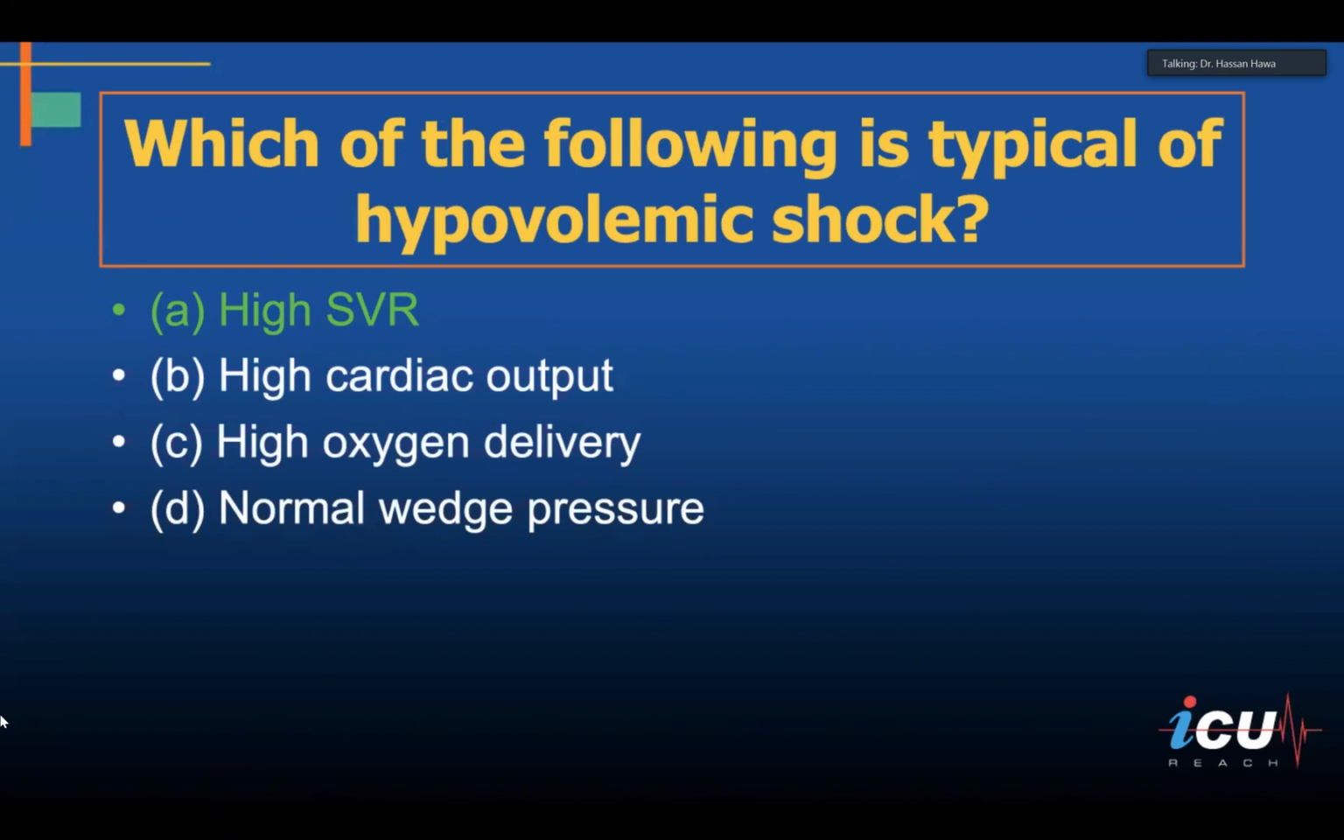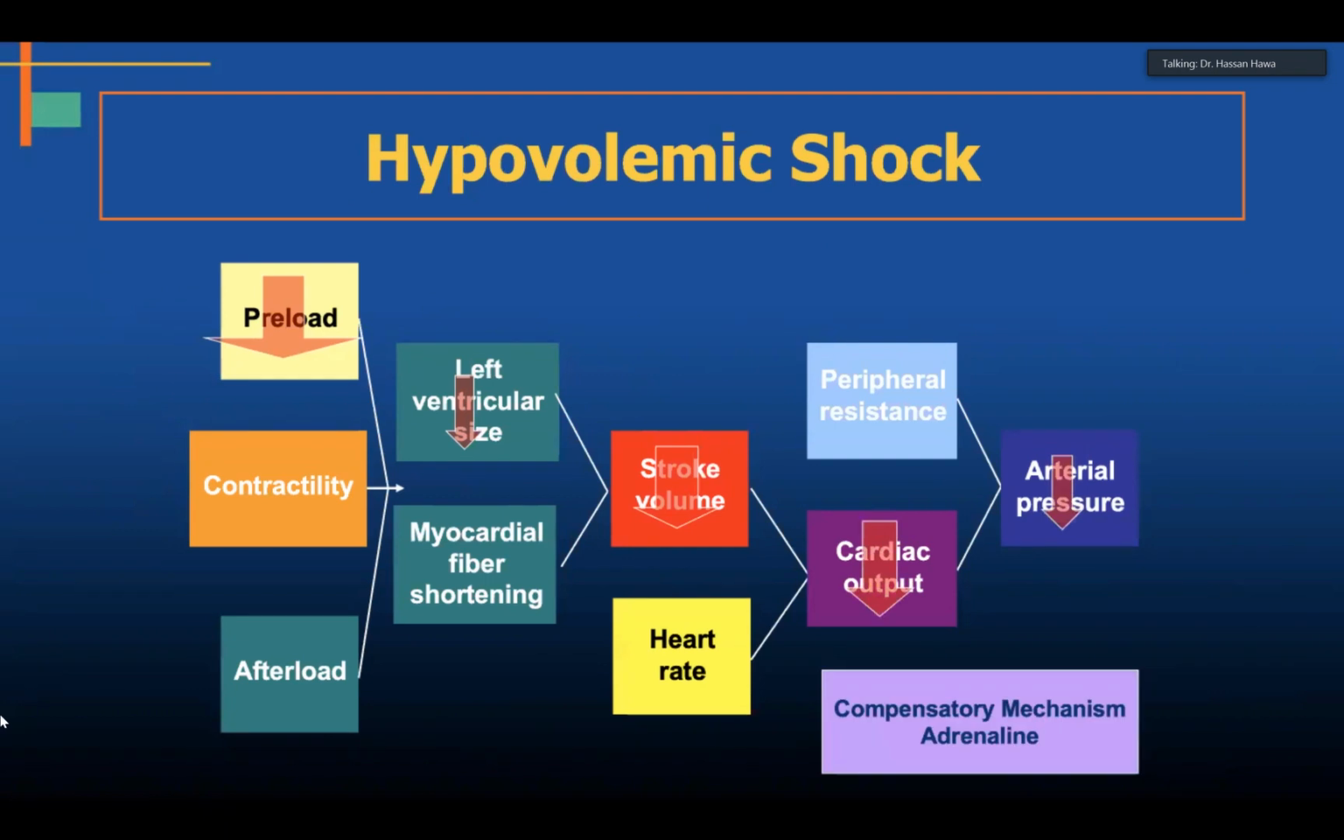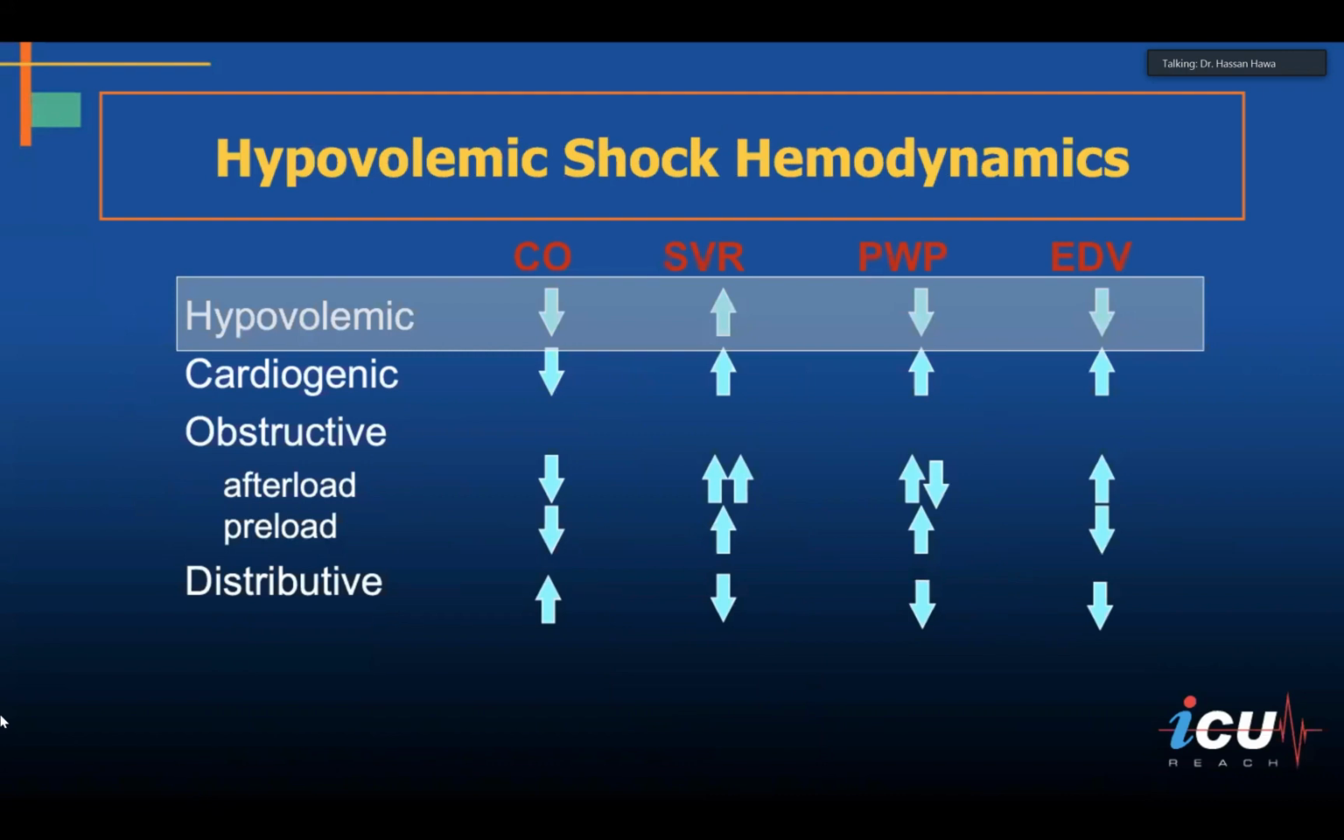So yes, they have high SVR, and this is just a re-illustration of what we talked about. Usually these patients start having low preload, and that leads to low stroke volume, low cardiac output, low blood pressure. And as a compensatory mechanism, they will have high heart rate and increase in the peripheral resistance. And that's what you find if you measure the cardiac output or the systemic vascular resistance, the wedge pressure, and the end-diastolic volume.